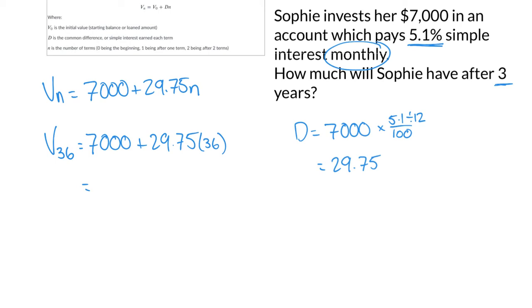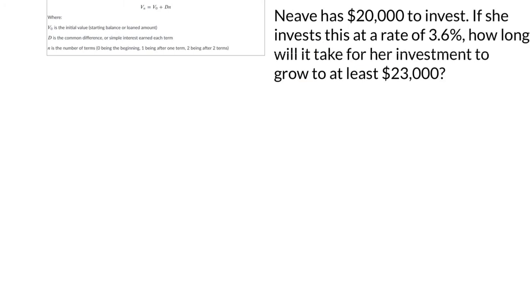$29.75. So with the help of your friendly calculator, you would have the original $7,000 plus, and this part here would equal $1,071. So the total value of the investment will now be $8,071. So that's how much Sophie will have after 3 years, $8,071.